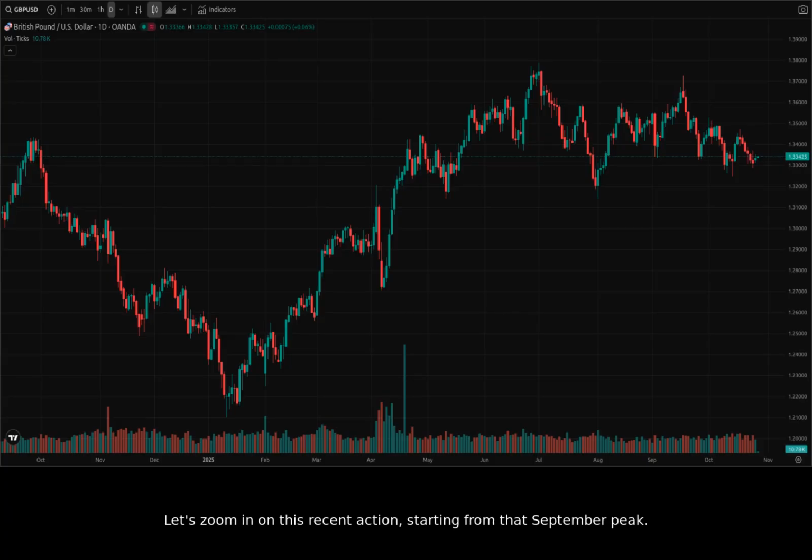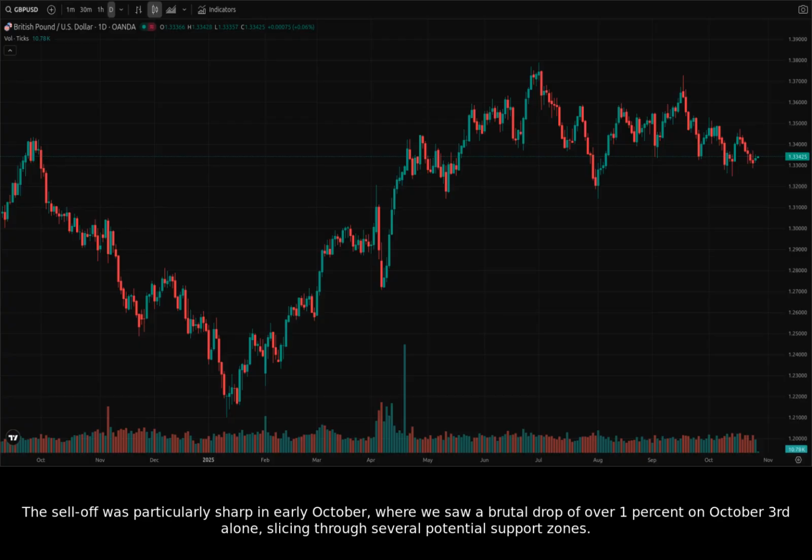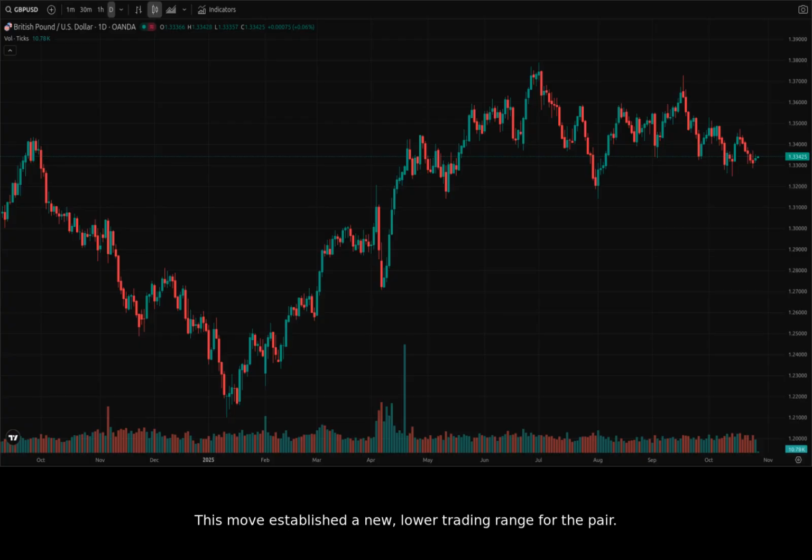Let's zoom in on this recent action, starting from that September peak. You can see the clear rejection at the 1.34 level, which was followed by a series of aggressive red candles. The sell-off was particularly sharp in early October, where we saw a brutal drop of over 1% on October 3rd alone, slicing through several potential support zones. This move established a new, lower trading range for the pair.